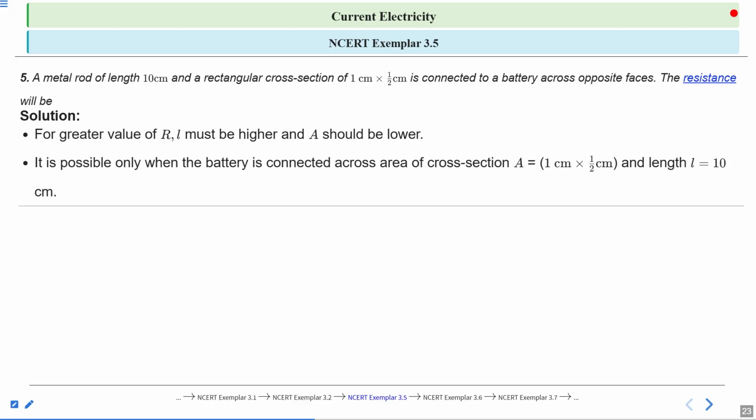Okay, so it is possible when the battery is connected across area of cross section A equal to 1 centimeter into half centimeter and length equal to 10 centimeter. It is possible in the first option, where there is least amount of area and maximum length.